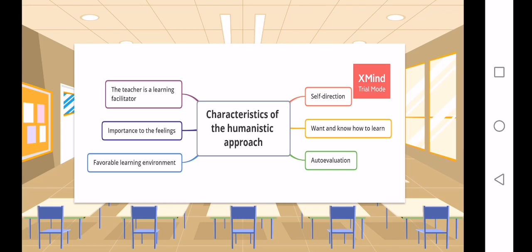The other is favorite learning environment, that we know can be the organization of the classroom with the distance that he has with the other classmates, and the materials that he has, and how is the interaction with the teacher and with the other classmates.